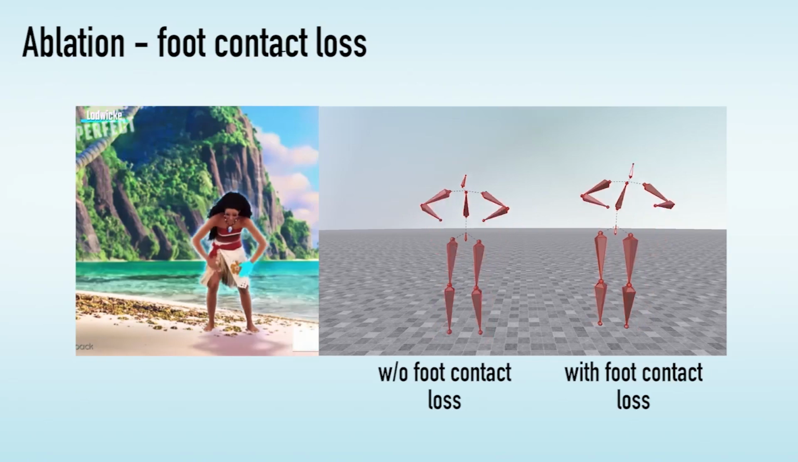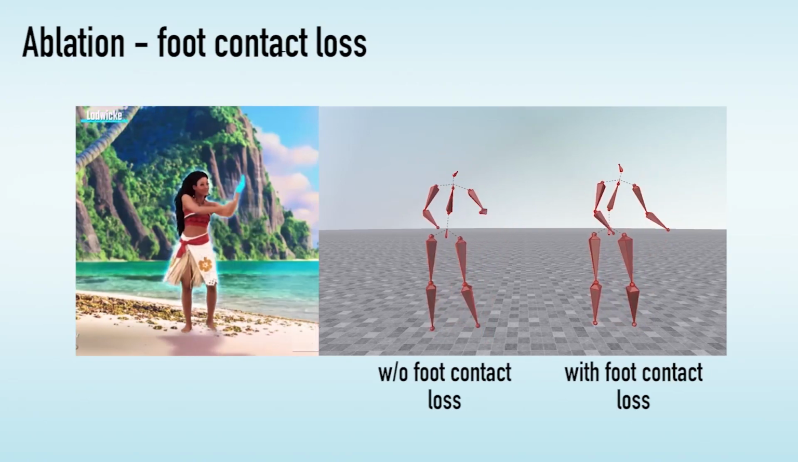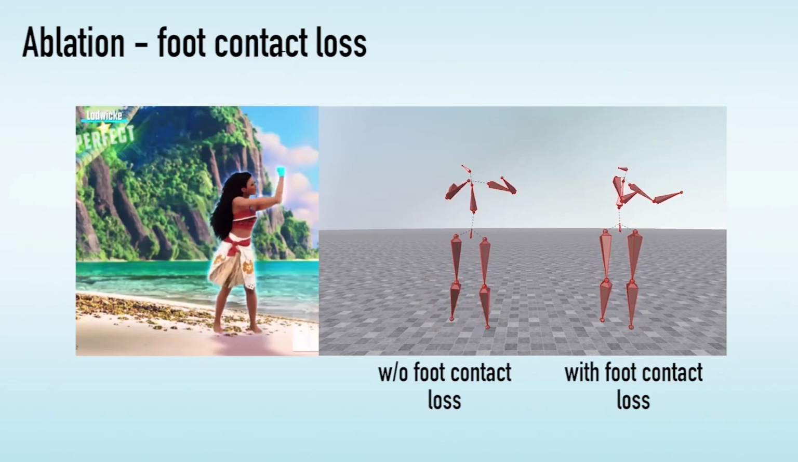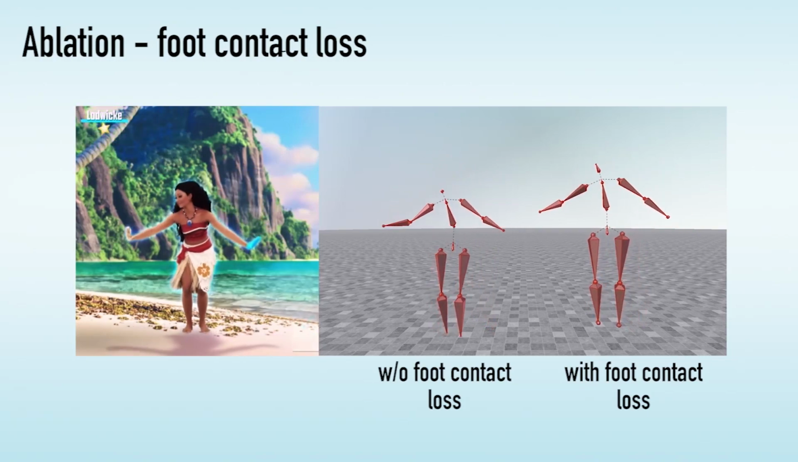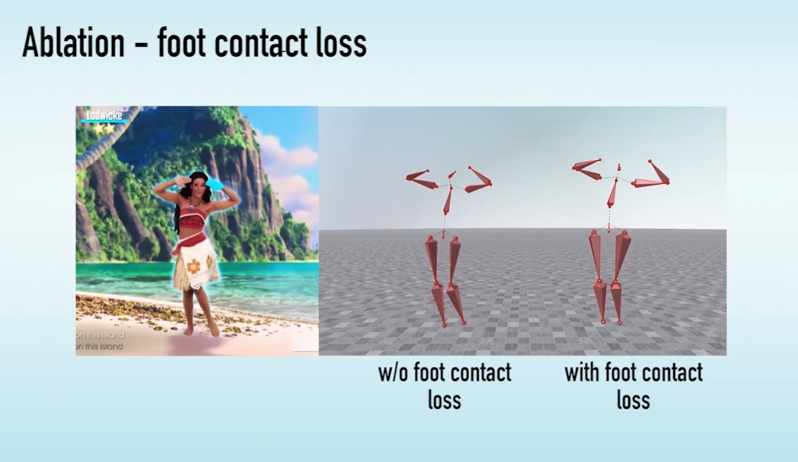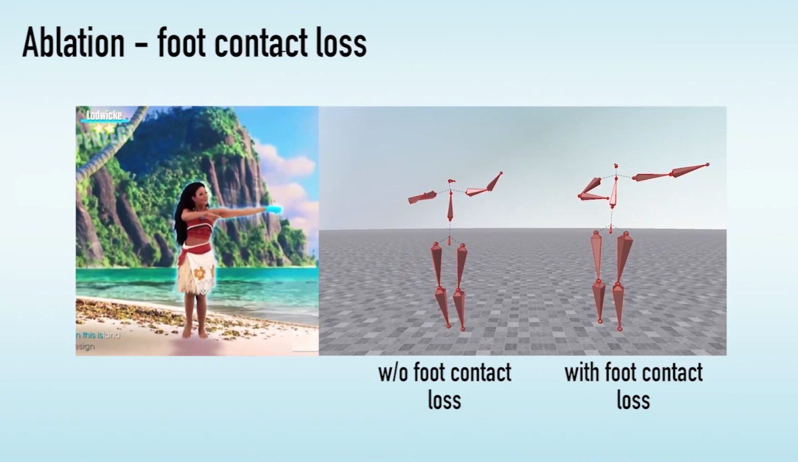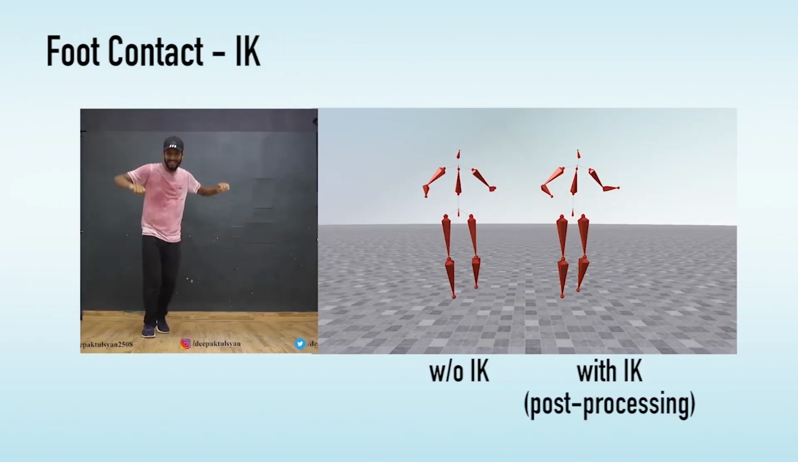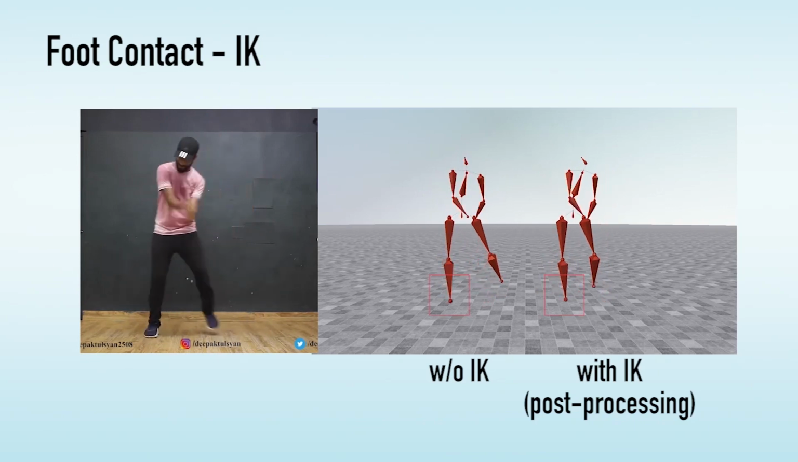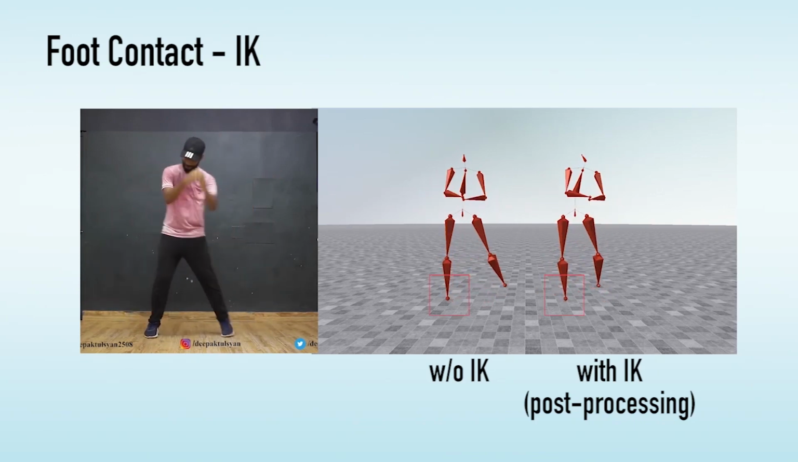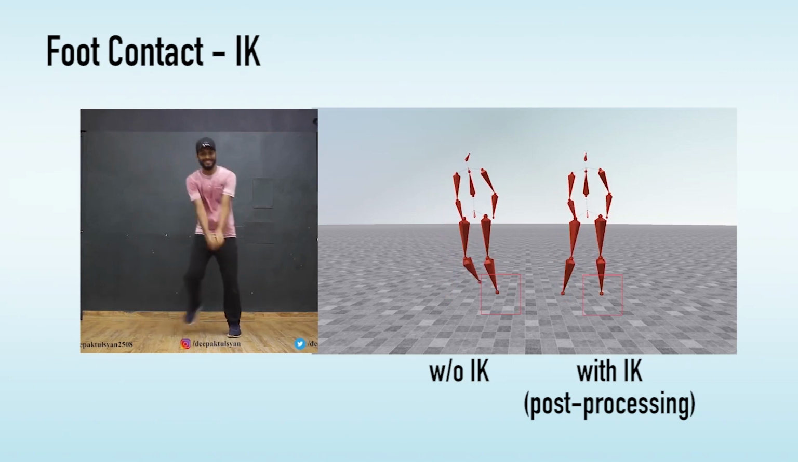Here we show that the prediction of foot contact labels improves the visual quality of foot contact. Based on the predicted labels, foot contact can be further improved by using inverse kinematics in post-processing.